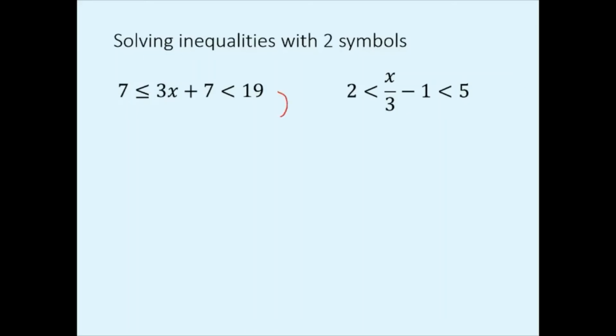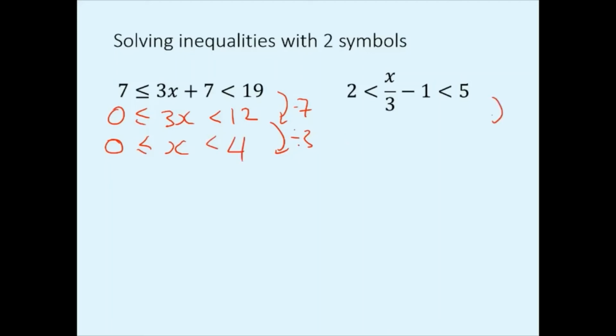Here, I'm going to start by taking 7, which would leave me with 0 is less than or equal to 3x is less than 12. I'm then going to divide by 3. 0 divided by 3 is 0. 3x divided by 3 is x. 12 divided by 3 is 4.